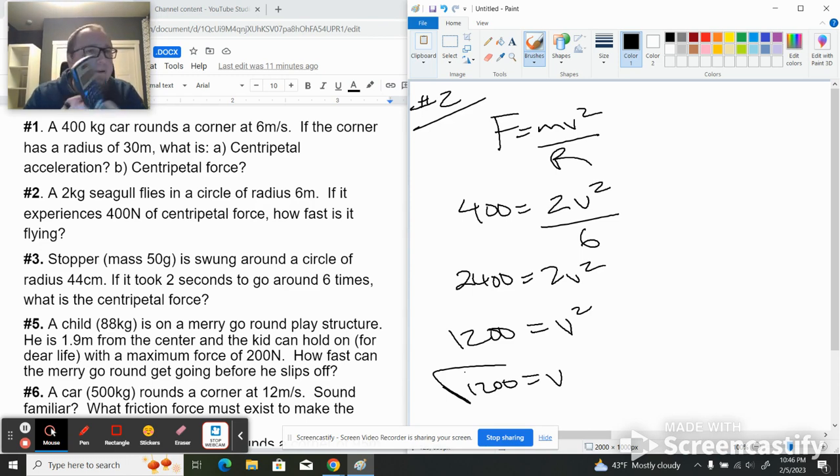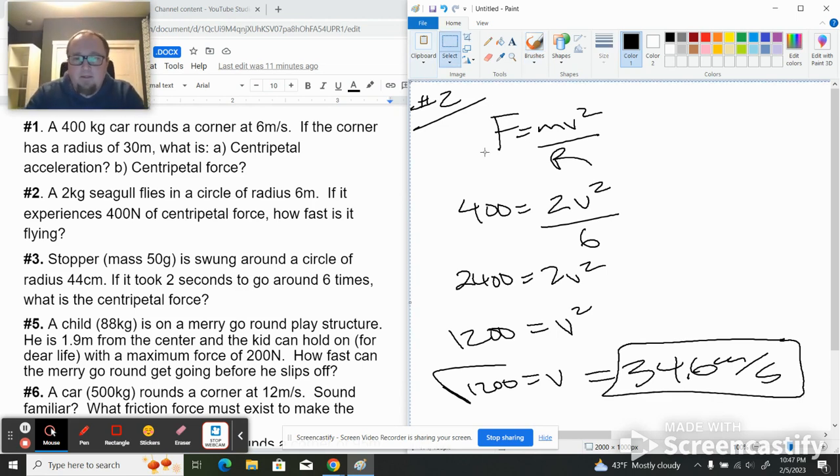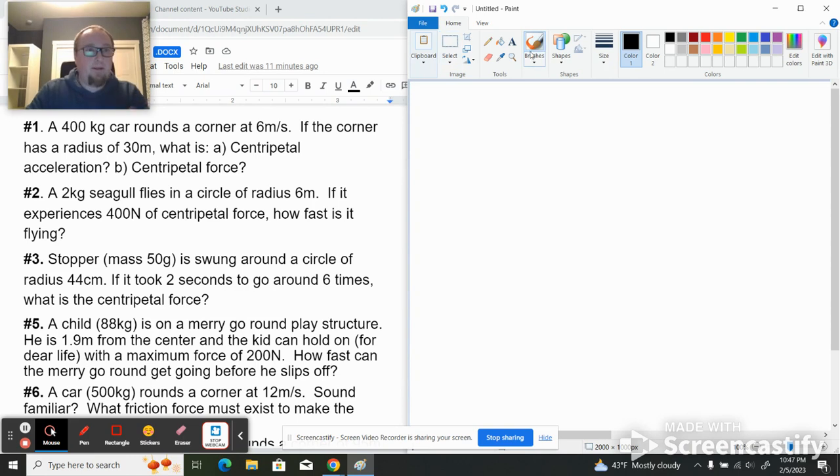Therefore, handy dandy calculator. Stop using your phones, guys. I'm telling you, now is the chance to stop using your phones. Today could be the day. I get 34.6. So the velocity of the seagull is 34.6 meters per second, which is about 70 miles an hour. That is amazing. Okay, sorry, didn't mean to geek out. I'll tone it down.